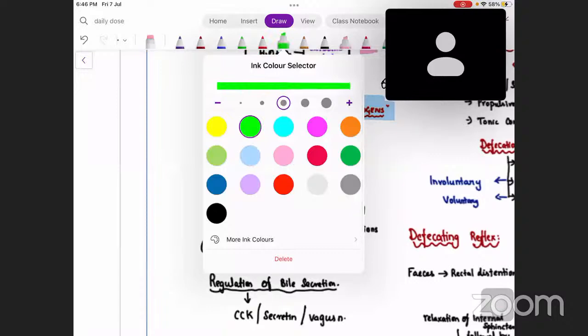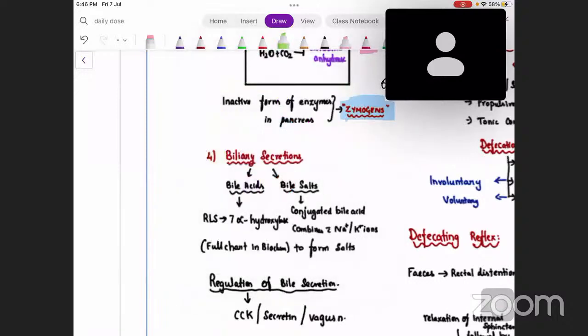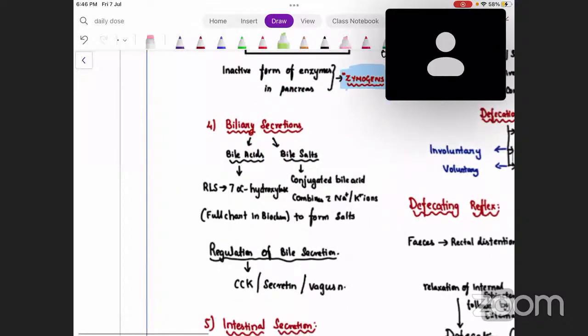Now speaking about biliary secretion, there are 2 types: bile acid and bile salt. Bile acid synthesis we will study in biochemistry, tomorrow's session, so I didn't mention cholic acid to chenodeoxycholic acid here. But remember one thing: the rate limiting step for bile acid synthesis is 7-alpha hydroxylase.